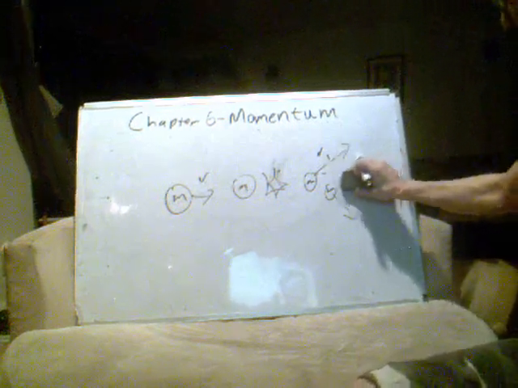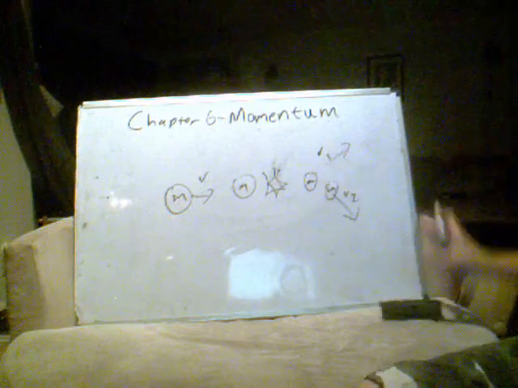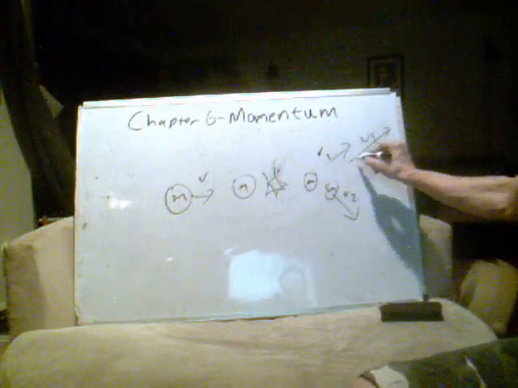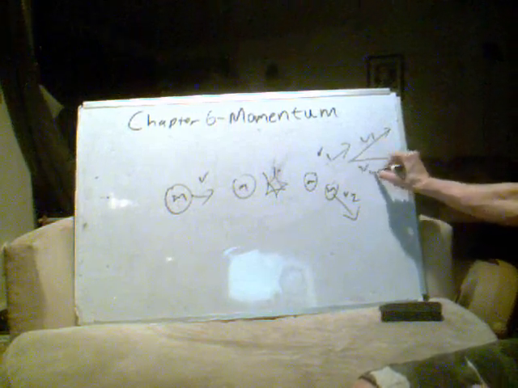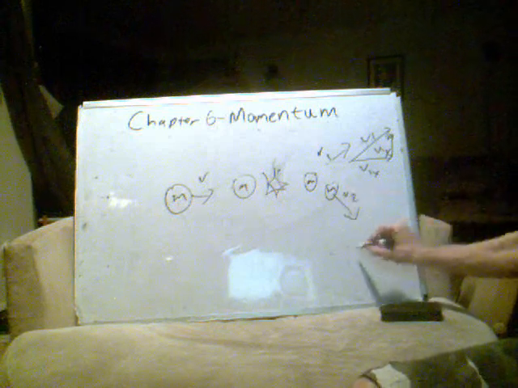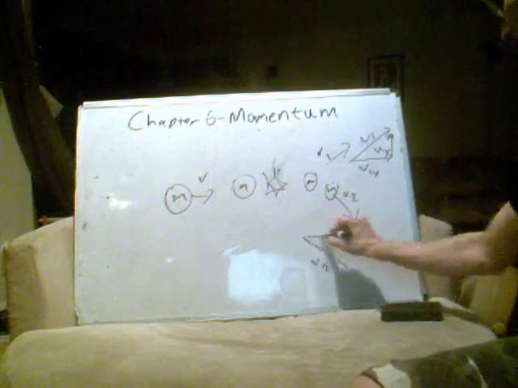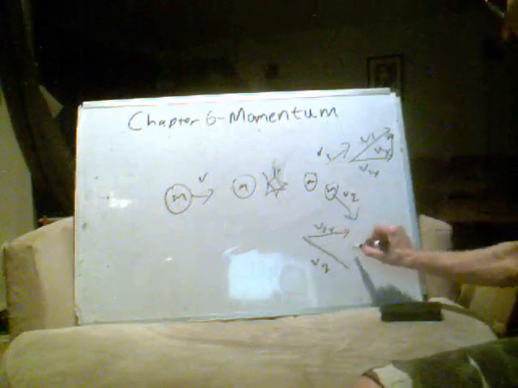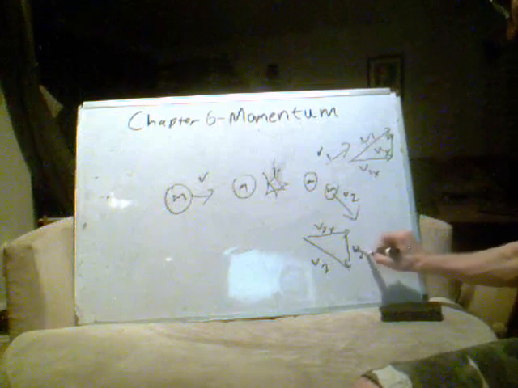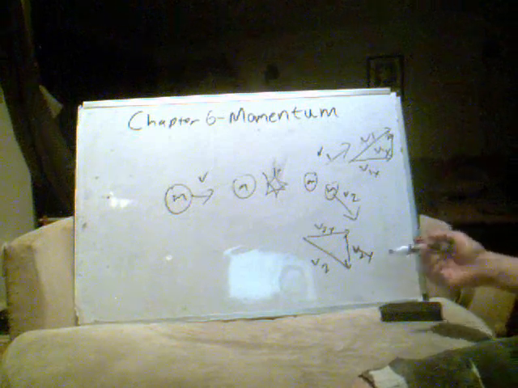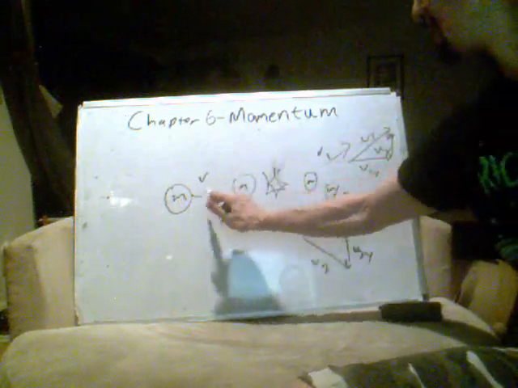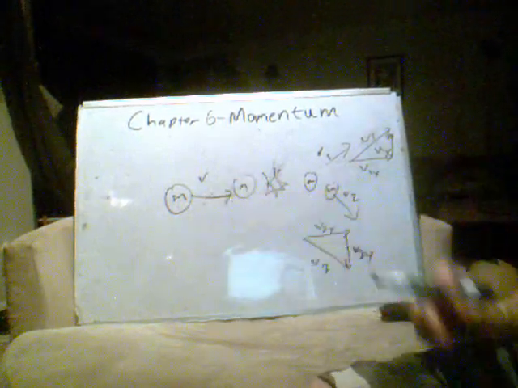Actually, I'll do those in sidebars. So here's V1. V1 is going to have two components, V1x and V1y. V2 is also going to have an x component, or horizontal component, and a vertical component, right? Now, velocity v, let me just draw it a little longer just so it makes a little more sense.